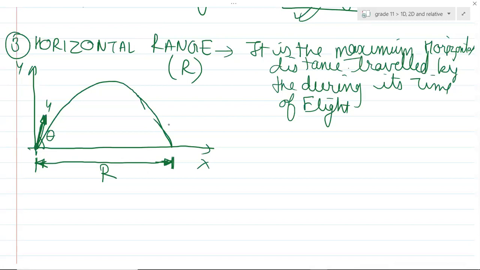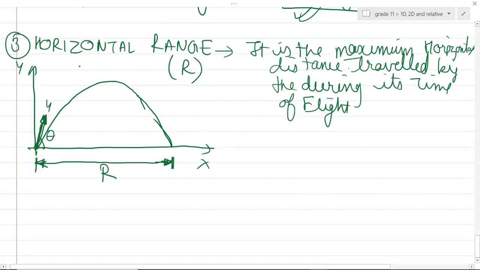What was the maximum vertical distance? The maximum height, right? H. And what is the time taken for the whole motion, from here to here? Time taken to go up and down, or the time till which it was remaining in air. It was still in air, right? That is basically called the time of flight.